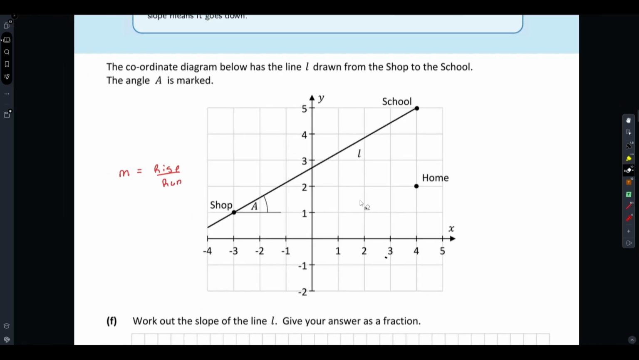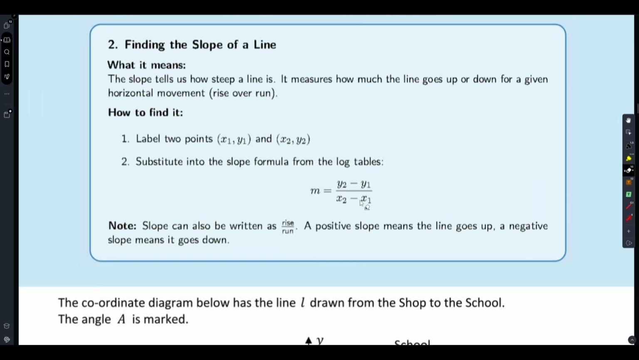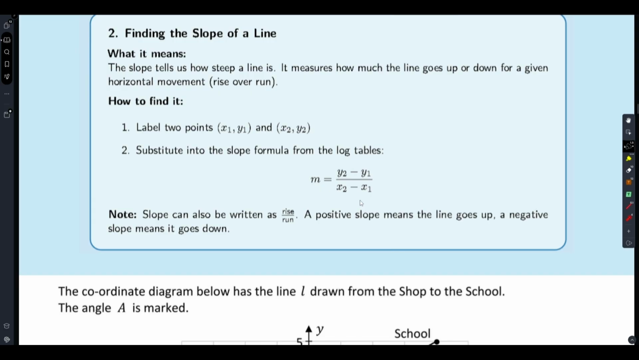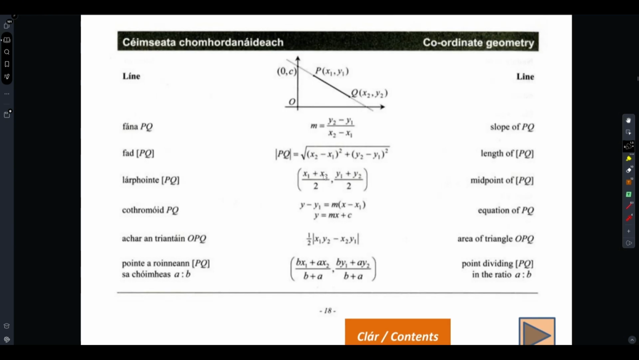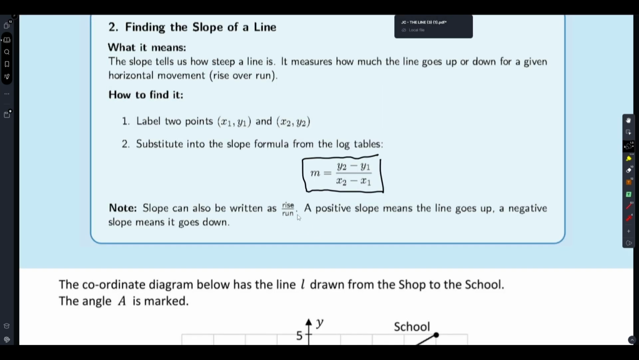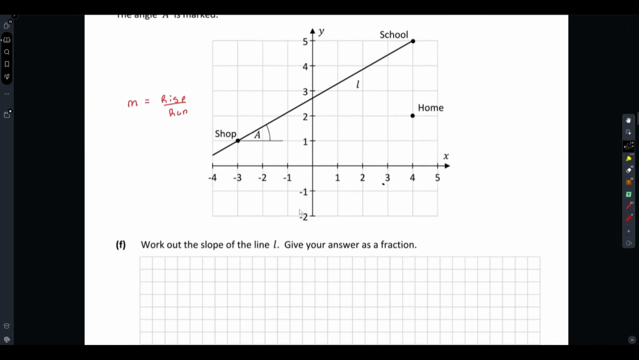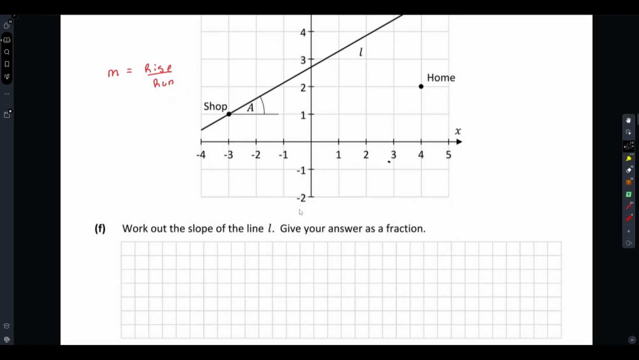Now, to find the slope of any line, we have a formula in our log tables. m is equal to y2 minus y1 over x2 minus x1. So this is in our log tables, the first formula here. So if we want to work out the slope of a line, the first thing we do is write out the formula: m is equal to y2 minus y1 over x2 minus x1.